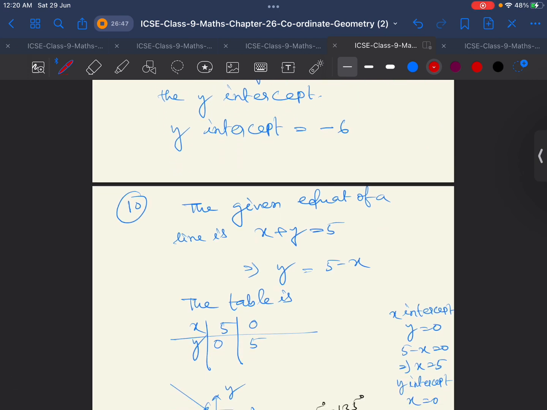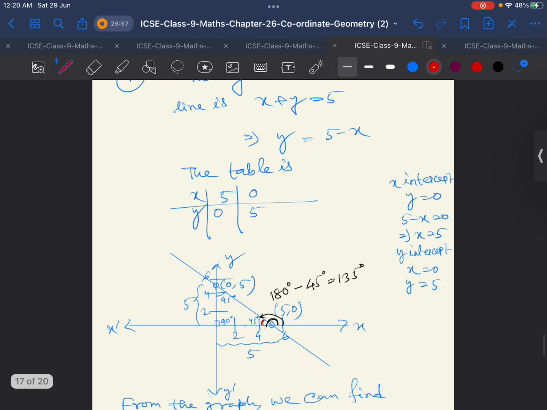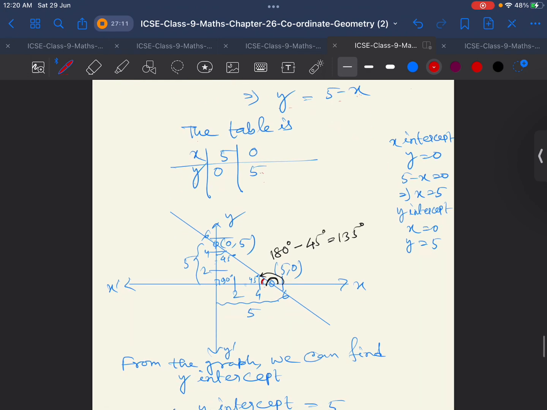So question number 10: draw the graph of a straight line x plus y equals 5. Use the graph paper drawn to find the inclination and y-intercept of the line. So here x plus y equals 5, then y equals 5 minus x. So here the table is x and y. When x is 0, then y is 5, and when y is 0, then x equals 5. So now we plot these points in the graph. This is the (5, 0) point and this is the (0, 5) point. Now we draw a straight line.